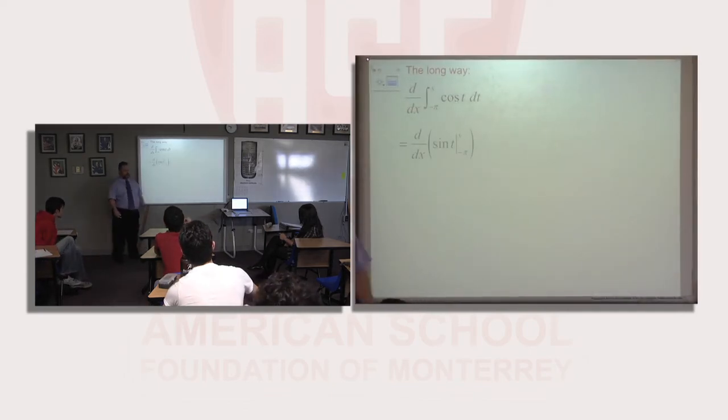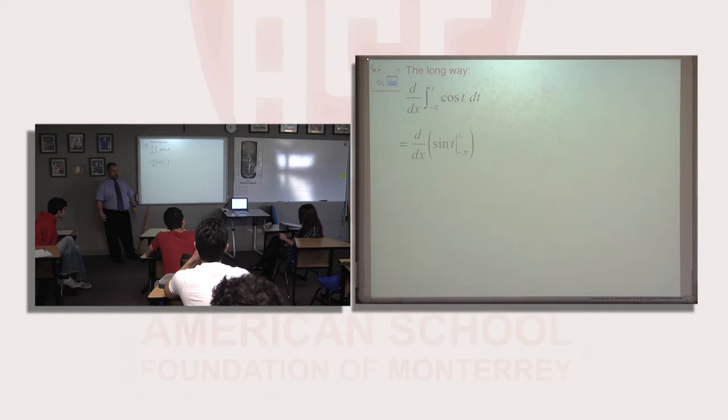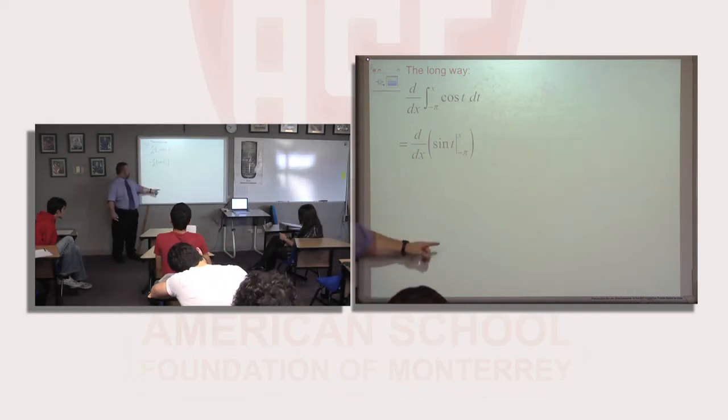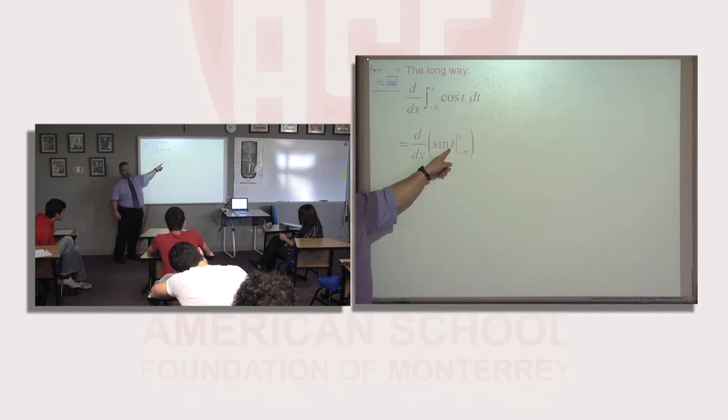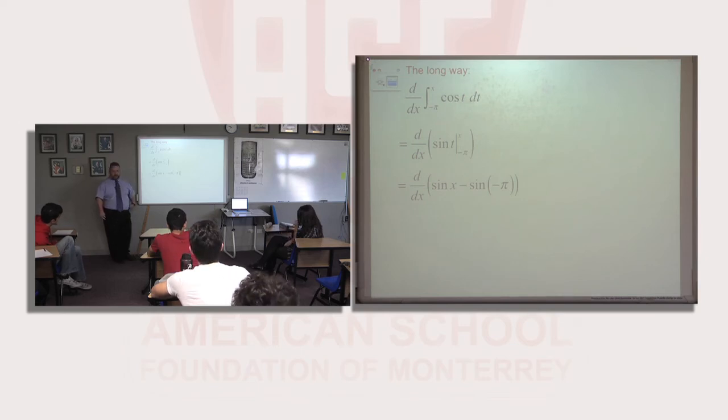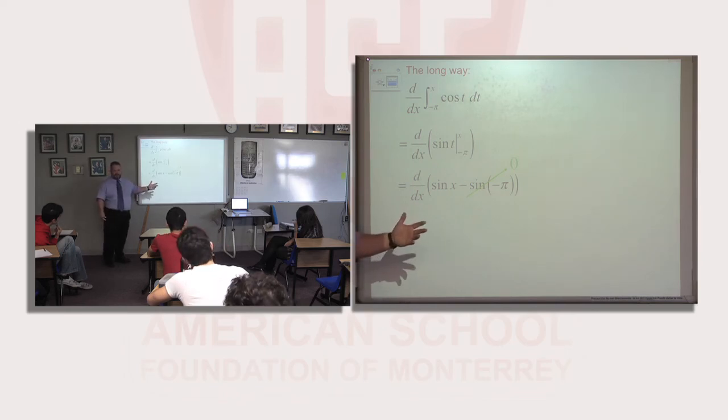I would get this, right? What would I do next? Put in an x, put in a negative pi, and subtract. I would get this. What's the sine of negative pi? 0, right? That's just kind of good luck. We're happy about that. But we're going to see in a minute that it doesn't actually matter. But it is 0 here, so it cancels out, and we're left with the derivative of sine x.